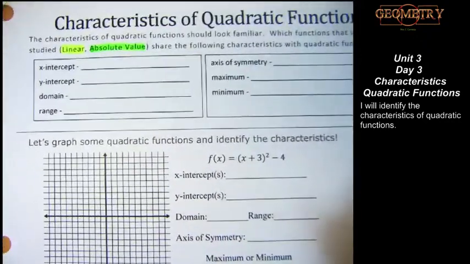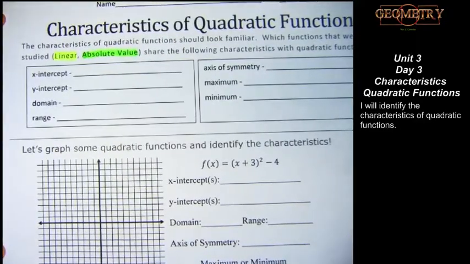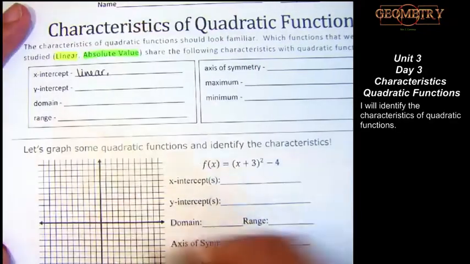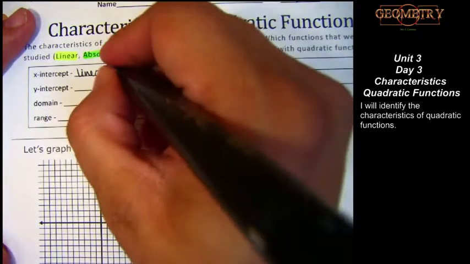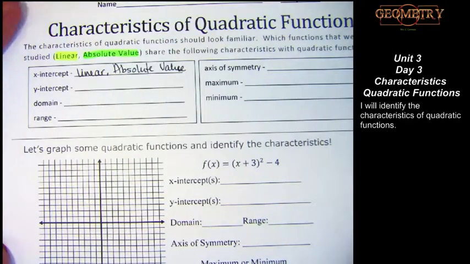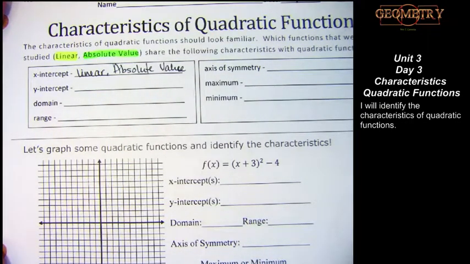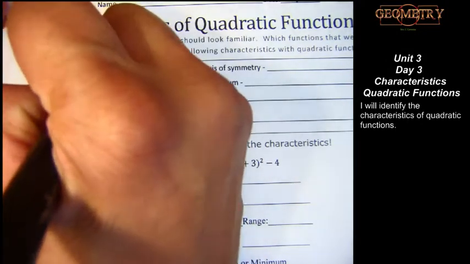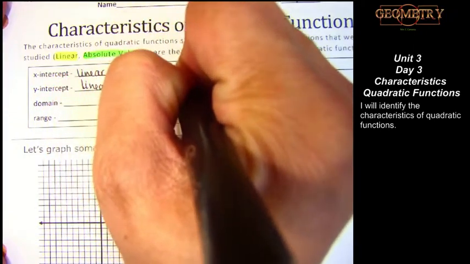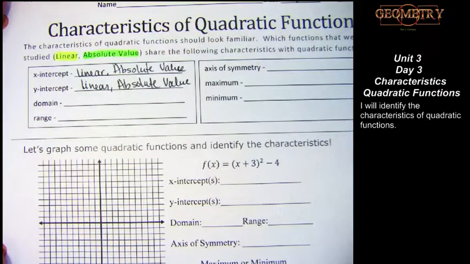All right, x-intercept. Did we deal with x-intercept with linear functions? Yes. Did we deal with x-intercept with absolute value? Yes. What about y-intercept? For which one? Both. Okay. What about domain and range? Absolute value for sure. Both, for both of them.